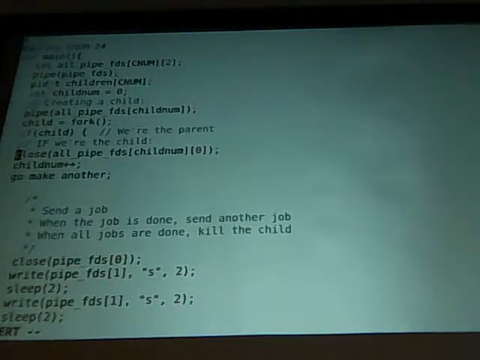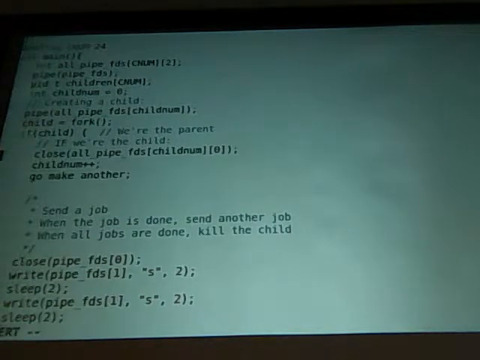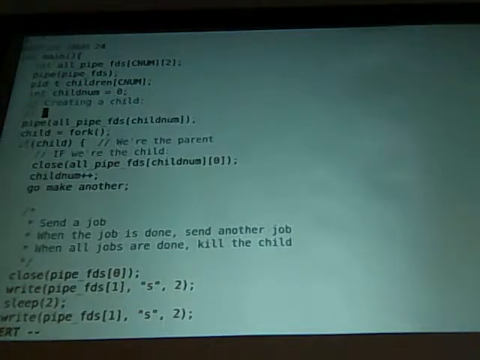Make another. Yeah, okay. So now this part down here, that just goes in. Okay, so if we're the child, we want to close file descriptor 0 there. We want to increase our child num, and we want to go make another. Well, luckily, our programming language is very advanced.